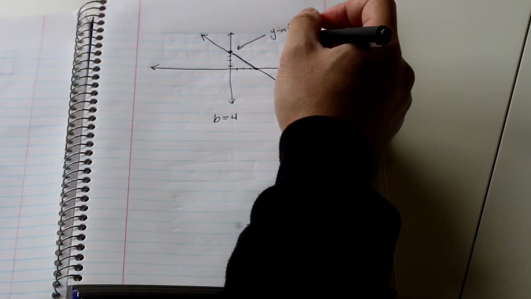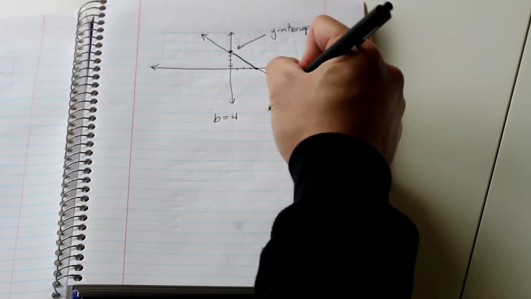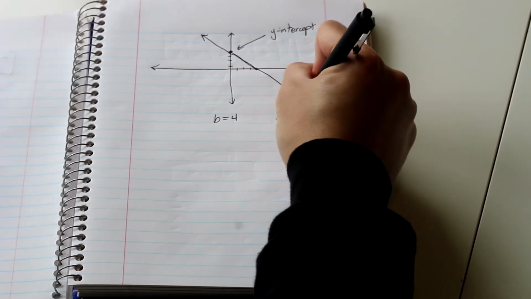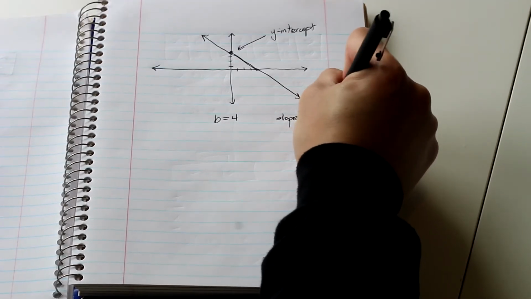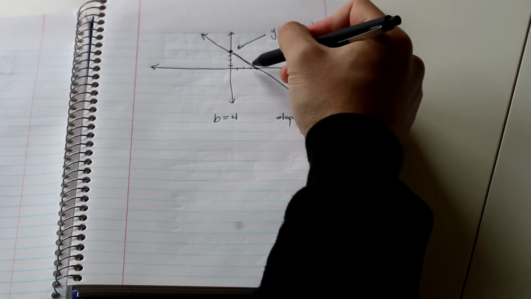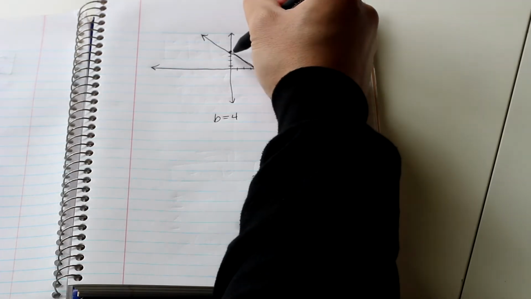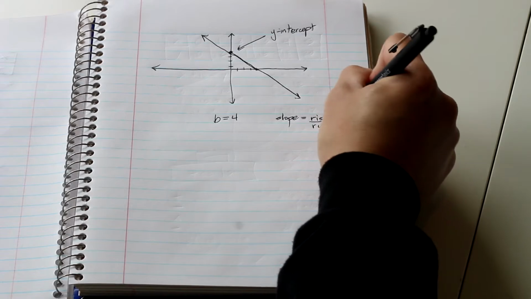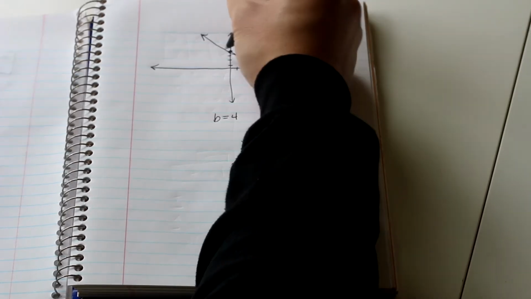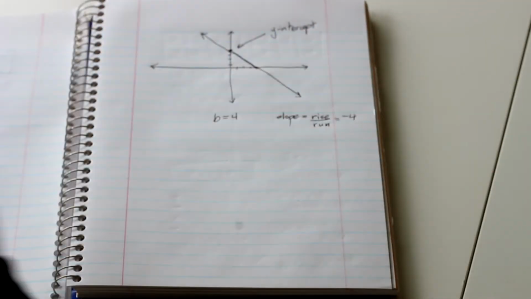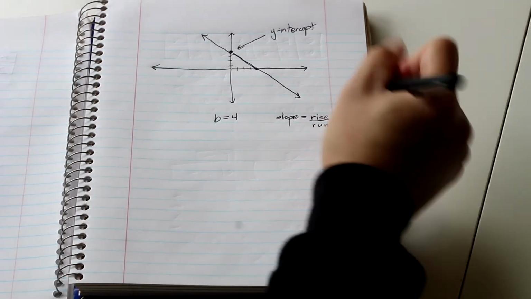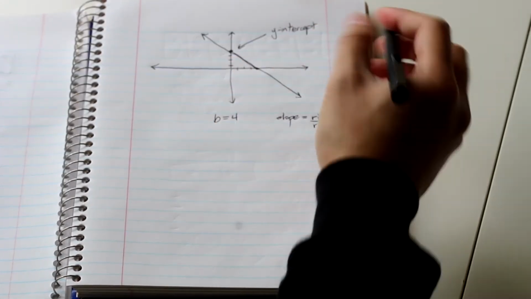Next thing you need to know is the slope. And now remember that the slope is rise over run from point to point. So from this point to this point, I'm going down 1, 2, 3, 4. So it's -4. Again, from here to here, I'm going down 1, 2, 3, 4. We always go from left to right. Never right to left. And then the run is 1, 2, 3, 4.